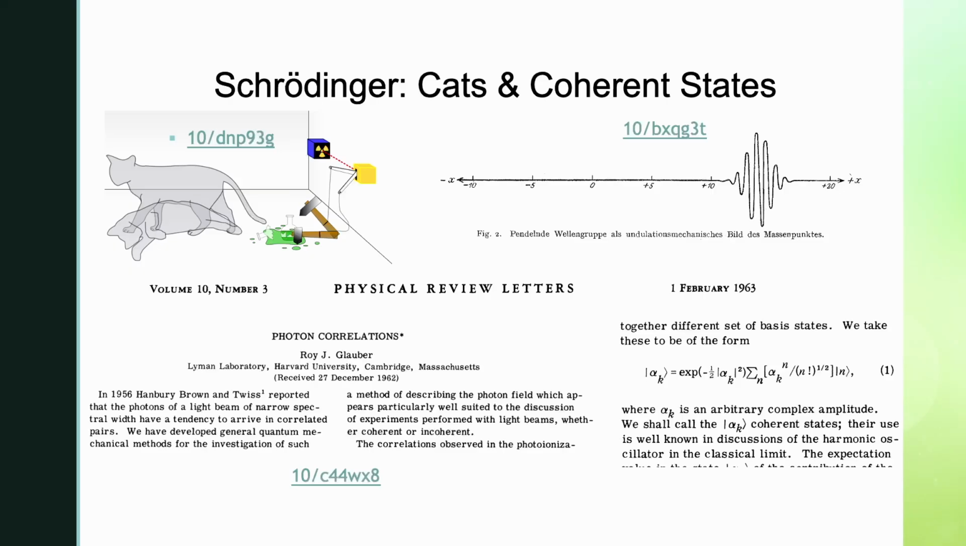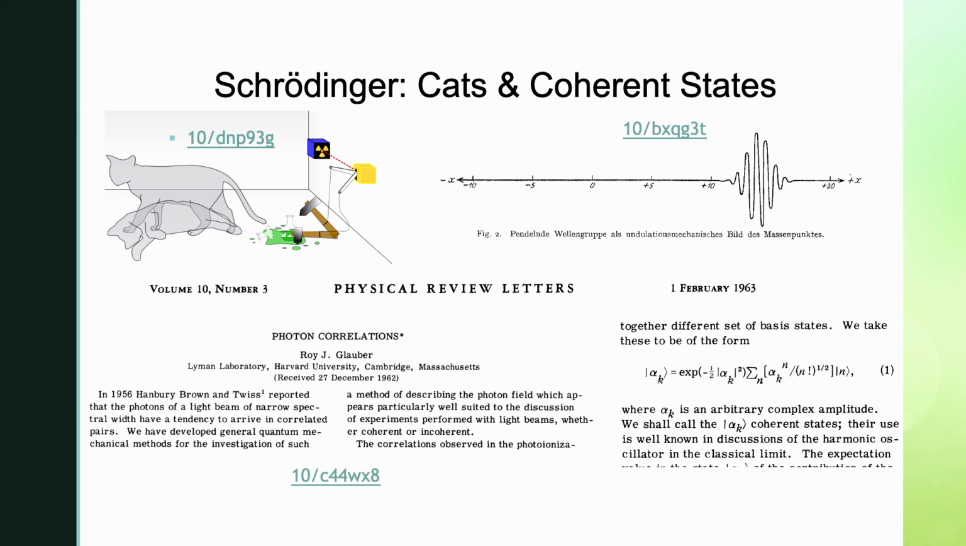Okay, so just to give you some history, you probably hear about this a lot now: cat codes, cat states, and all this stuff. Just to make sure that the concepts are clear. The coherent state, you can see up above, it says 10/BXQ-G3T. So I just put down the short DOI. If you go to doi.org and type that in, you'd be able to get the paper. Just a quick way of giving references.